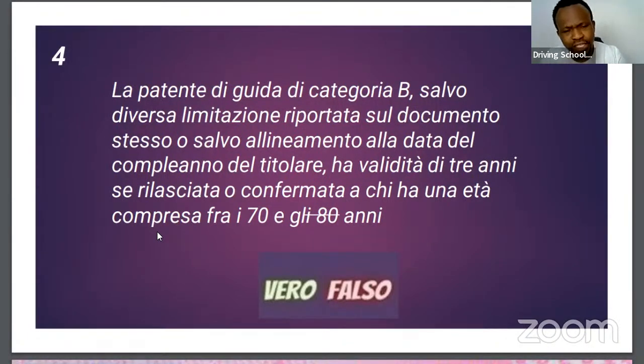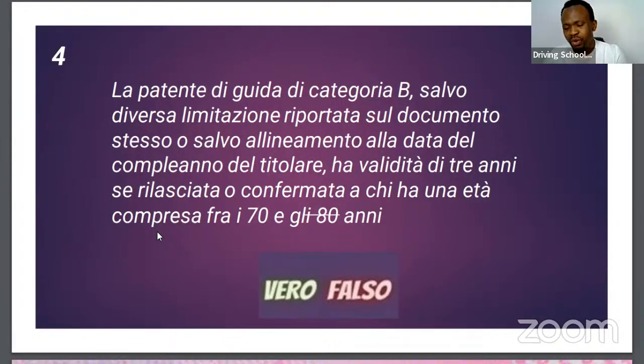Now, what is this question telling us? La patente di guida di categoria B, salvo diverse limitazioni riportate sul documento stesso o salvo allineamento alla data del compleanno del titolare, ha validità di 3 anni se rilasciata o confermata a chi ha un'età compresa fra i 70 e gli 80 anni.